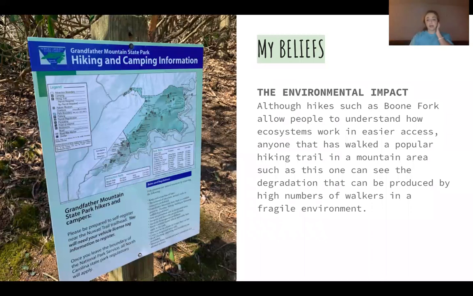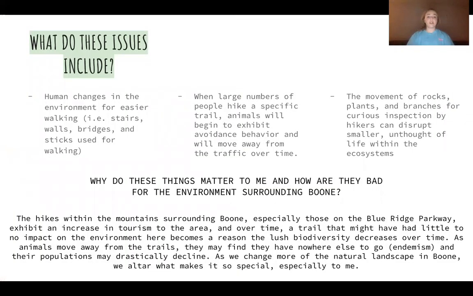But yeah. So my ethical self-awareness, my beliefs, the environmental impact. Although hikes such as Boone Fork allow people to understand how ecosystems work with easier access, anyone that has walked a popular hiking trail in a mountain area, such as this one, can see the degradation that can be produced by high numbers of walkers in a fragile environment. What do these include? Human changes in the environment: stairs, walking sticks, walls, bridges, anything like that that makes it easier to walk on a trail can completely affect an ecosystem, especially smaller ones.